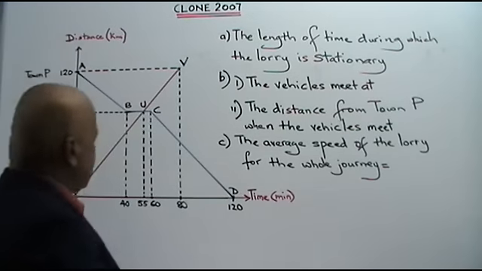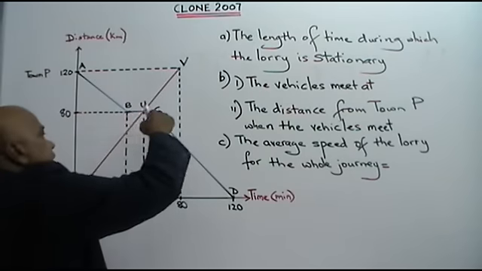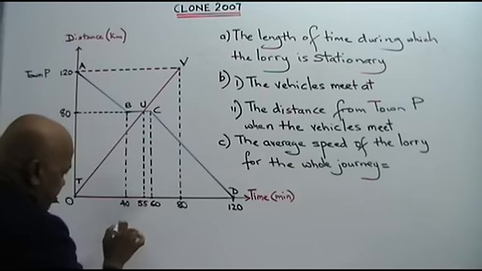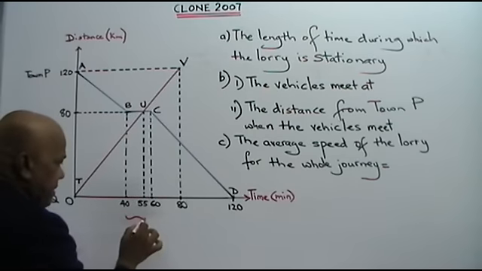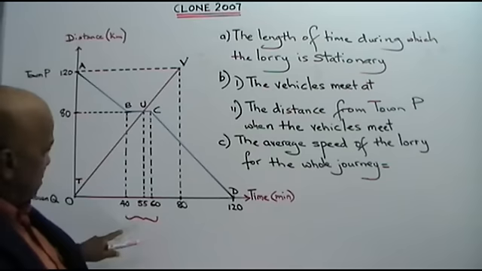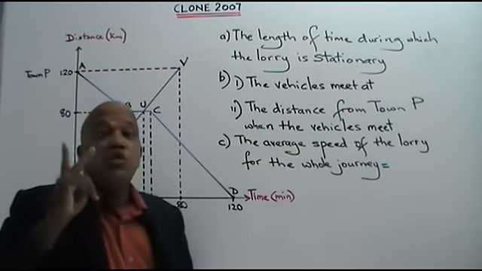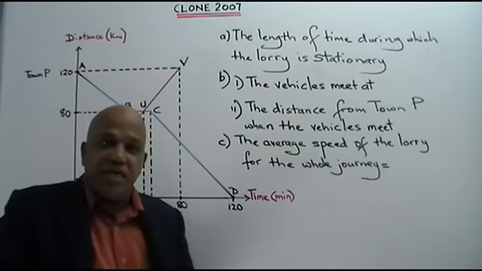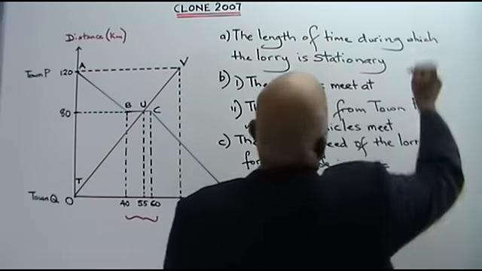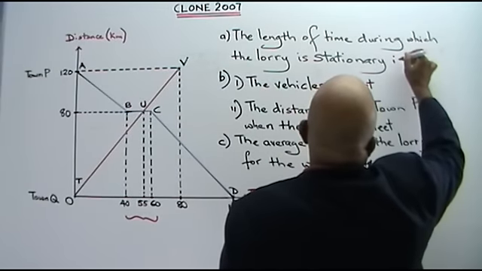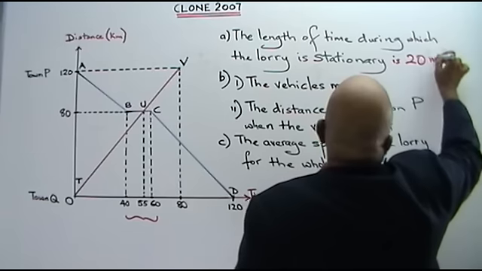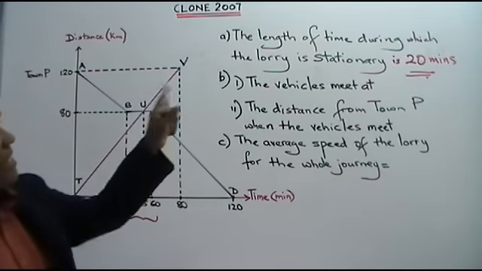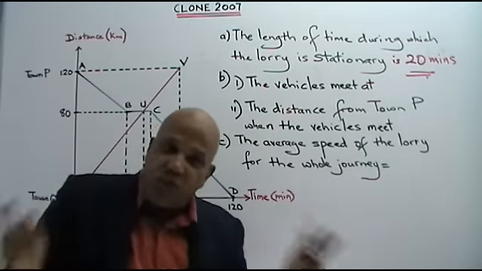Okay. Now you are asked to find the length of time during which the lorry is stationary. Stop, stationary. Now the length of time, this section of the graph shows that the lorry has stopped from 40 minutes to 60 minutes. So the interval is 20 minutes. 60 minus 40, 20 minutes, the lorry is stationary. So the answer is 20 minutes. That is your answer. So the length of time during which the lorry is stationary is 20 minutes.